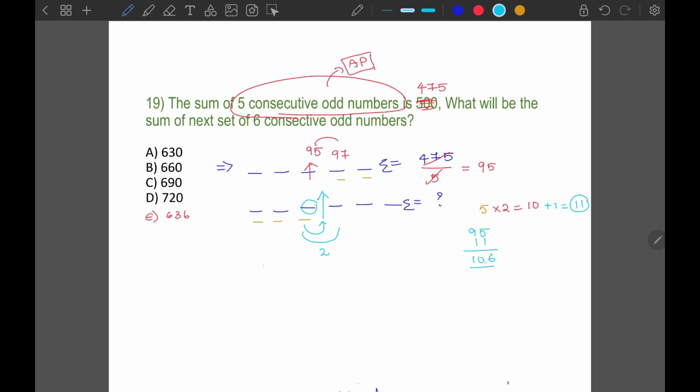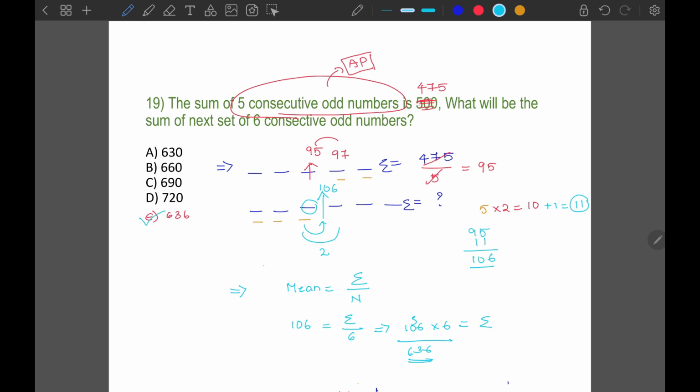So 106 is the mean of the second set. So we know the formula: mean equals sum of all observations divided by number of observations. Since the mean is 106 and there are 6 observations, 106 into 6 equals 636. So 636 is the answer.